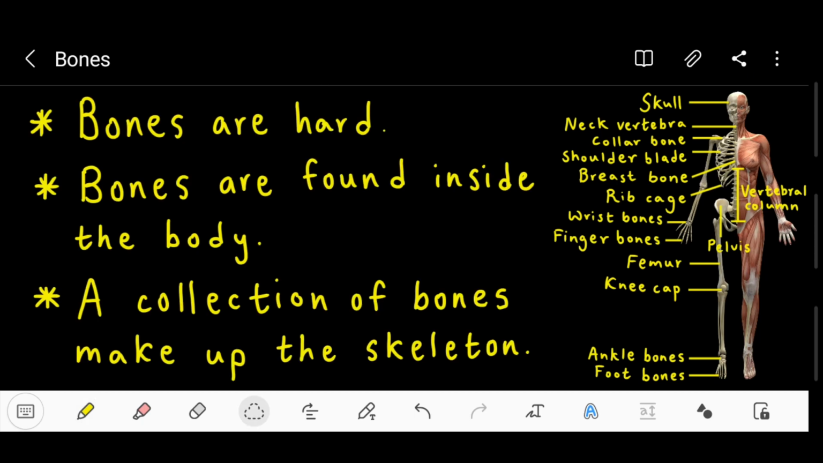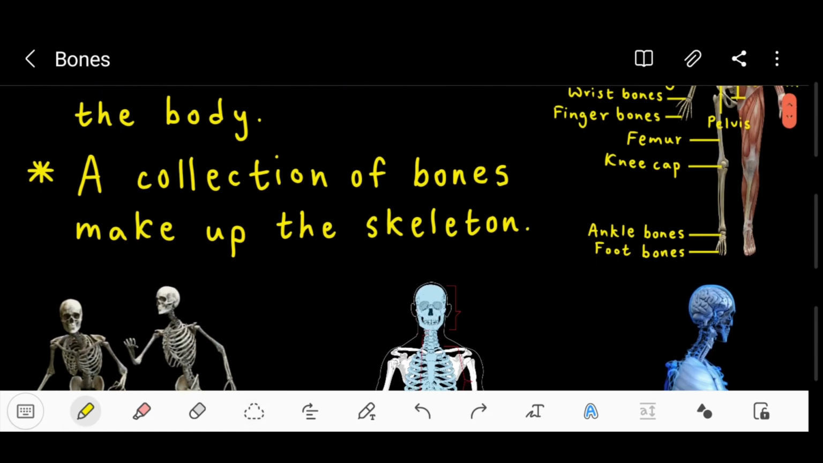These are some important facts that you need to know about bones. The first one is that bones are hard. The second is that bones are found inside the body. And the last one is that a collection of bones make up the skeleton. Also, you might find it interesting to know that as you grow, the bones grow as well. So as you get bigger, your skeleton gets bigger. Next, we will move on to the functions of the skeleton.